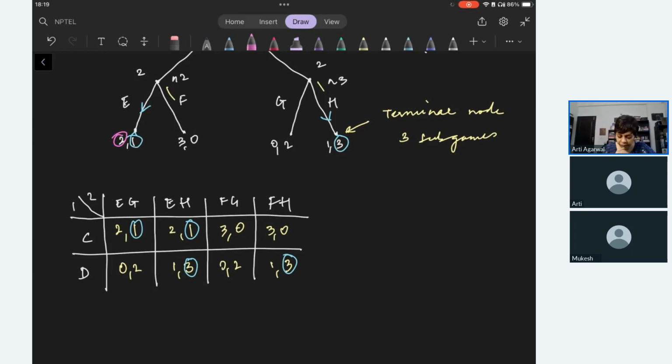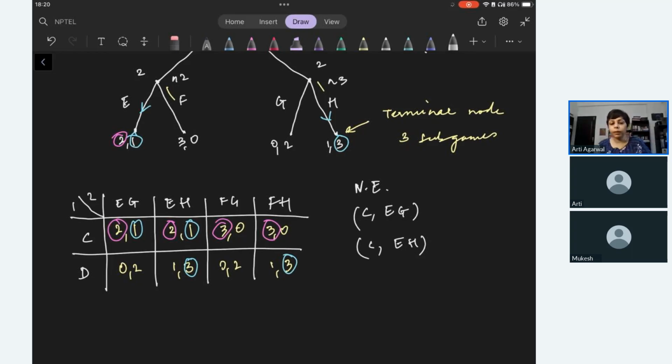And let's see it from the other perspective. If player 2 is playing EG, 1 would rather play C. If he's playing EH, 1 would again play C. If he's playing FG, 1 would play C. FH, also C. Now you can see that you have two Nash equilibria, right? Nash equilibria are your C, EG and C, EH. These are your two Nash equilibria, but we need to find which one is subgame perfect.